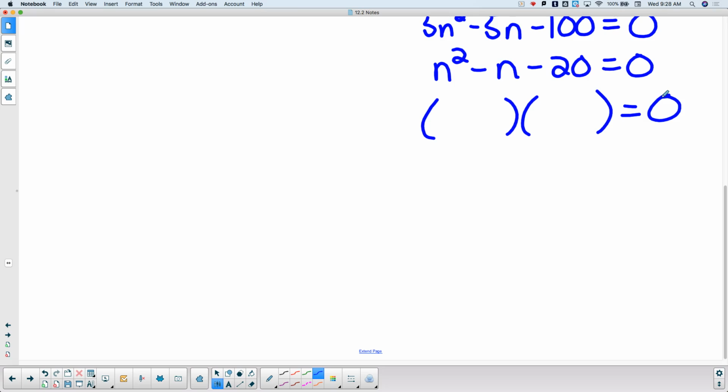This should take us about 4 seconds. What are they? Well, there's going to be an n on both of them. Yep. Okay. Plus 4 and minus 5. Love it. Now what? You have to set those equal to 0.